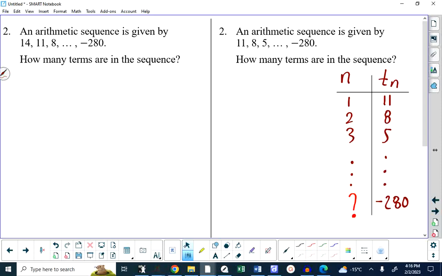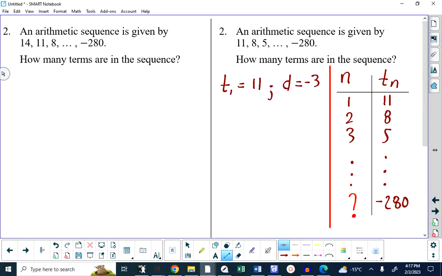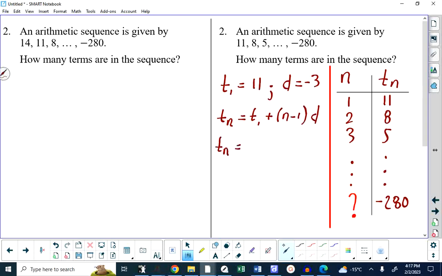The parameters defining this sequence are T1 is 11 and d equals negative 3. You should have no problem determining that from the sequence that's given to you. You're going to load those into t sub n equals t sub 1 plus n minus 1 times d. Let's see what we get. T sub n equals 11 plus n minus 1 times d, which is negative 3.